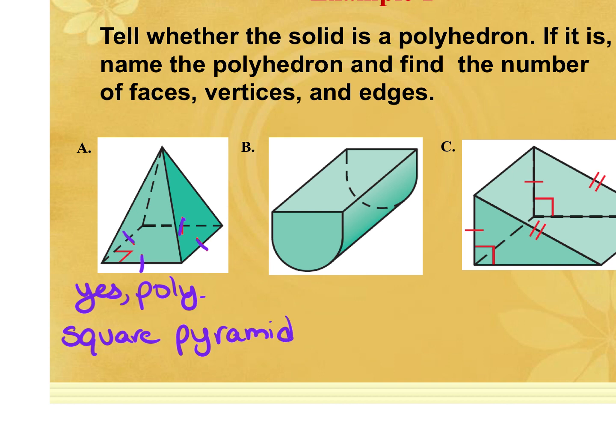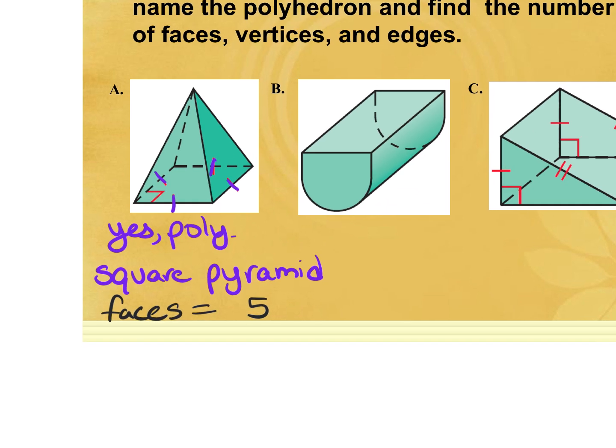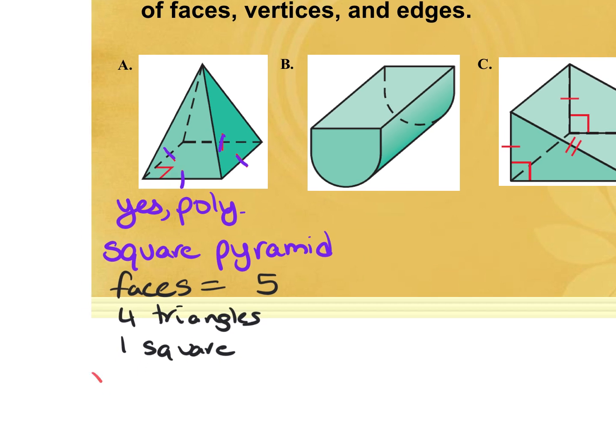Now I need to count how many faces it has. It's got 5 of them. It's got 4 lateral triangle faces, and then it's got the 1 square base. So a total of 5 faces: 4 triangles and 1 square. Then the edges, now let's do vertices first. Vertices, I've got 1, 2, 3, 4, 5 vertices.